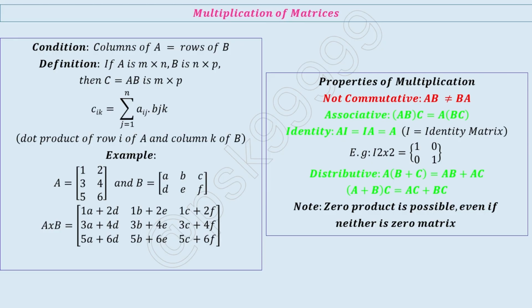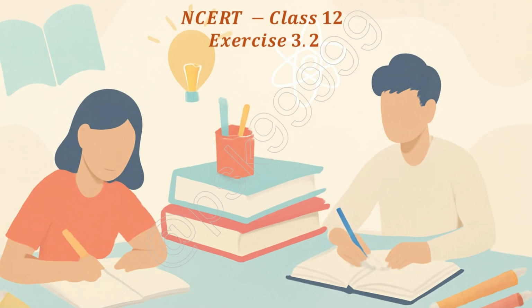Okay, distributive, yes, a times (b plus c) is equal to ab plus ac. Or the other way, (a plus b) times c equals ac plus bc. And just note down, zero product is possible even if neither matrix is zero. Okay, so these are the multiplication properties of matrices, and this is about matrix multiplication. So let's get into the exercise. You will understand more with practice, how to do all this.